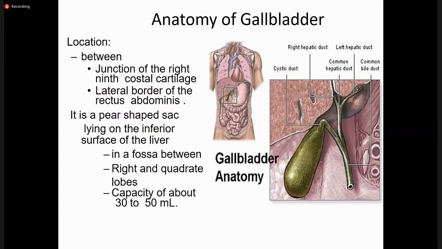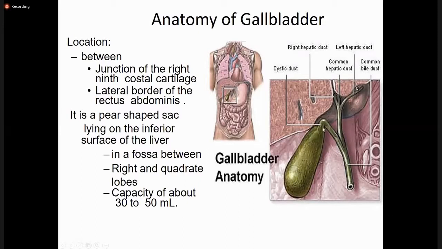Before going on to the topic, let's just discuss the surgical anatomy of the gallbladder. It is located between the junction of the right 9th costal cartilage and lateral to the rectus abdominis, approximately 2 centimeters from the lateral margin. It is a pear-shaped sac lying on the inferior surface of the liver in a fossa between the right and the caudate lobes, and the capacity is approximately about 30 to 50 ml.